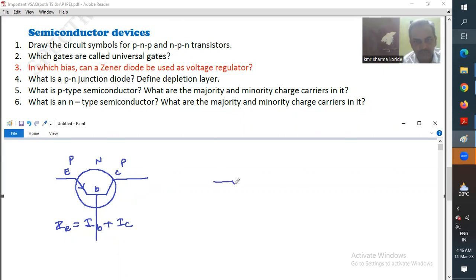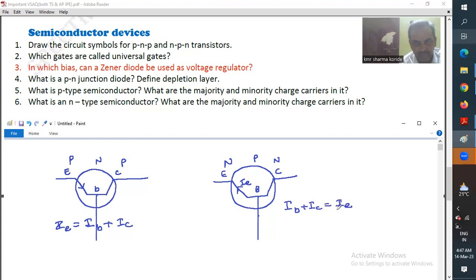Now coming to NPN. Here, this is again the collector, this is again the base, this is again the emitter. And so this is NPN. Here, both base current and collector current are joined and it will be the emitter current. But the overall equation remains the same: IB and IC turn as IE. So this is the answer for the first question.